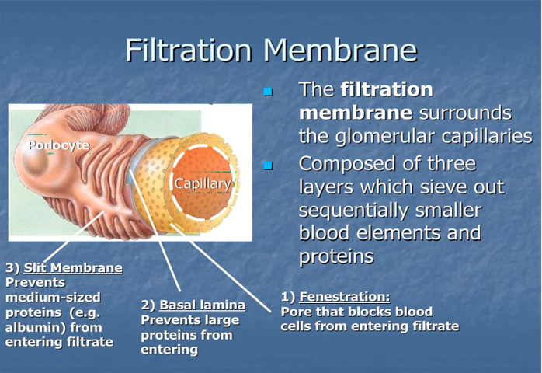So the walls of the capillaries, as well as the visceral layer of the Bowman's capsule, form something called the filtration membrane. The filtration membrane enables us to separate some of the liquid components of blood from the cellular components. And so it's composed of three layers which sequentially sieve out smaller and smaller elements. The first of these are fenestrations in the capillary wall.